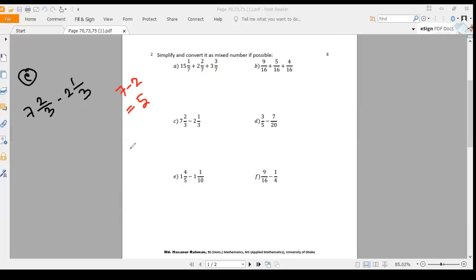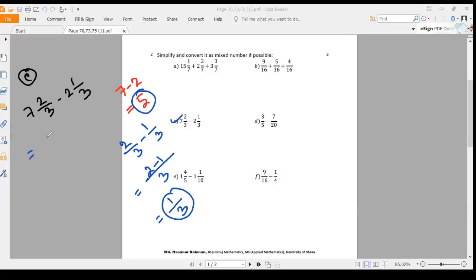Then subtract the fraction. 2 by 3 minus 1 by 3. Look, both fractions are like fractions. So we have to just subtract the numerators. 2 minus 1, that will be 1. 1 by 3. Now, if we add 5 and 1 by 3, then our final answer should be 5 whole 1 by 3. Very simple. Now number D.